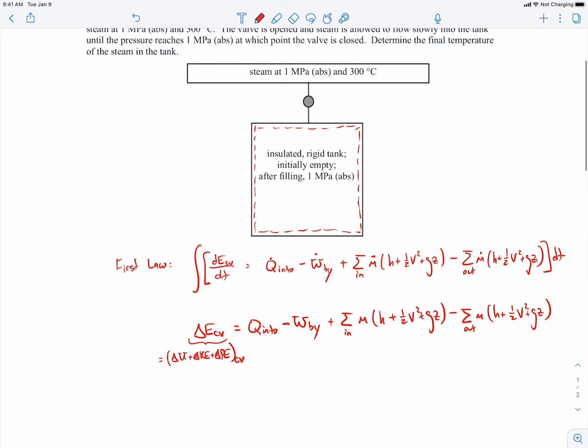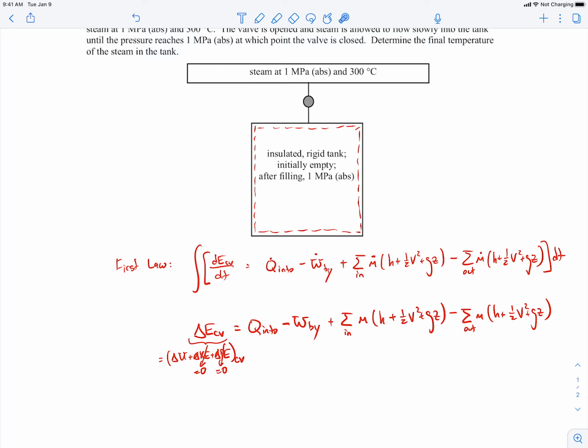Now, the initial properties inside this tank are zero. It's initially empty, so there's no mass inside there. So the initial kinetic energy and potential energy is just zero. And then the final kinetic energy, it's all going to be stationary in here, so there is no macroscopic velocity. So the final kinetic energy is zero. The potential energy, if we just put a reference point right at the middle, that'll just be zero. So these terms will be zero. There is no change in kinetic and potential energy.